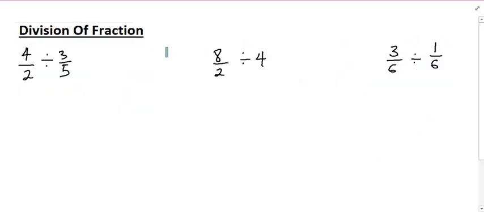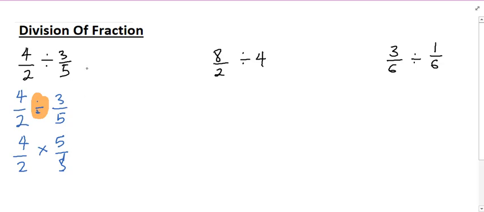Okay, the next one is division of fractions. We are done with the multiplication, so just pay attention while we do this division together. When you want to do division, it's very simple. We have 4 over 2 divided by 3 over 5. The simple process is you change this sign to multiplication and then flip this number here. So let's do that together: 4 over 2 multiplied by 5 over 3. That is just what you needed to do.